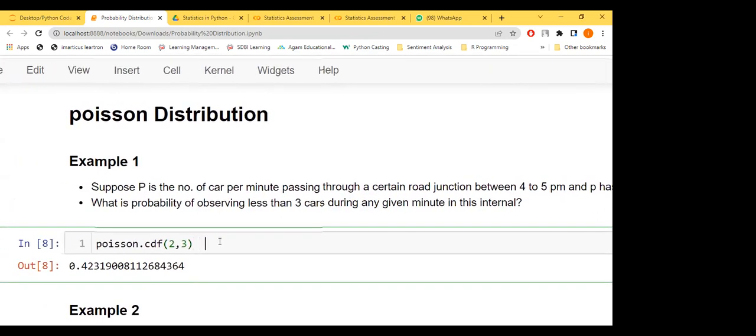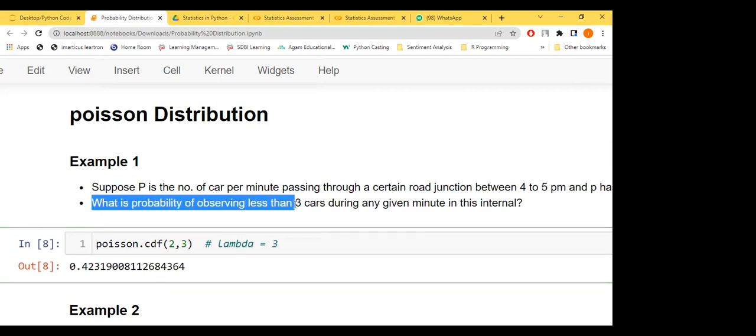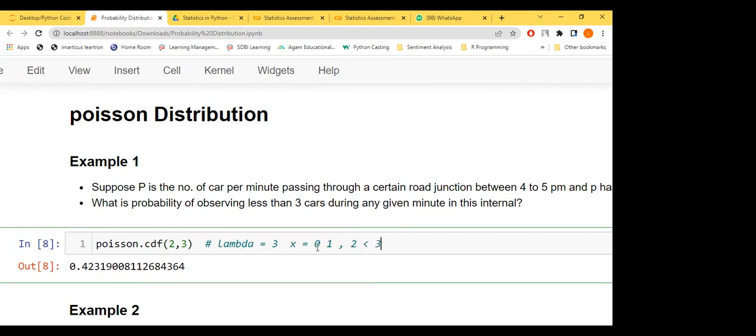Always keep a habit, if you're not clear, write it this way. When I was a statistician moving from stats to business, we first wrote what is given. It becomes easy for you to write. And then, what is the probability of observing less than 3 cars? Less than 3 means 0, 1, 2. During any given time interval, here we have a time frame. So now, guys, we have to compute for 0, for 1, and for 2.